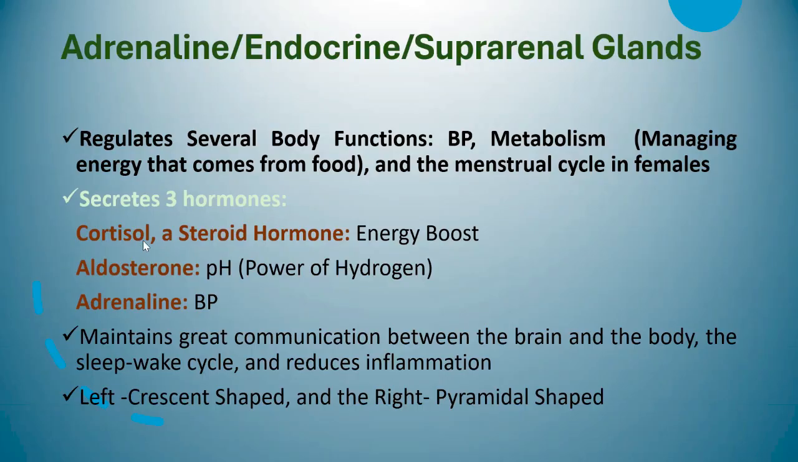Cortisol. It is a steroid hormone. In one way, it is an energy booster. So we have to take care of this aspect. We have to take care of our adrenaline glands. So for that, certain things are there, I'll let you know. Then aldosterone, it takes care of our pH, power of hydrogen. And adrenaline takes care of our BP, blood pressure, I already told you. Maintains great communication between brain and the body, the sleep-wake cycle, and reduces inflammation.